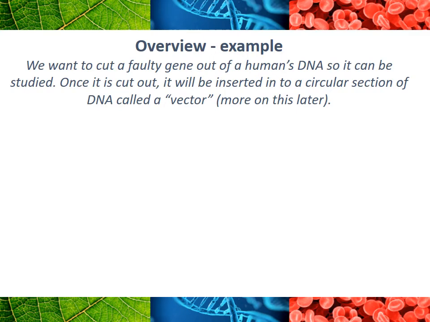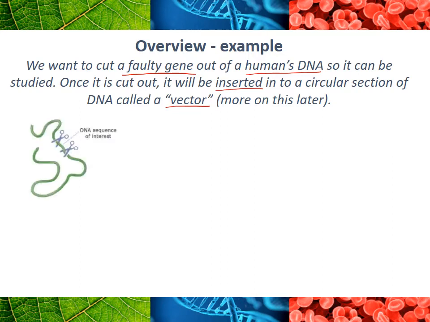Now I'm going to give you an example to relate back to as we go through this. So imagine that we want to cut a faulty gene, so a gene that doesn't do its job properly. We want to study that. And to do that, we need to cut it out of the DNA of the person that has this faulty gene. And once we've cut that gene out, we're going to insert it into a circular bit of DNA called a vector. Now, we'll look at this a lot more later, but just know for now that vectors are bits of DNA that you can insert other DNA into so we can study it.